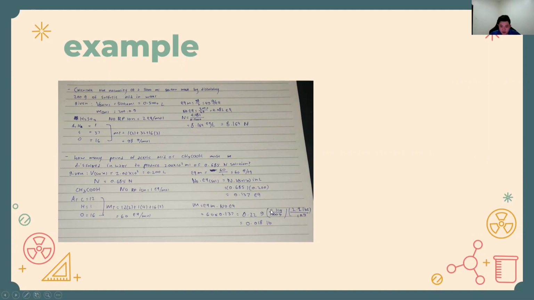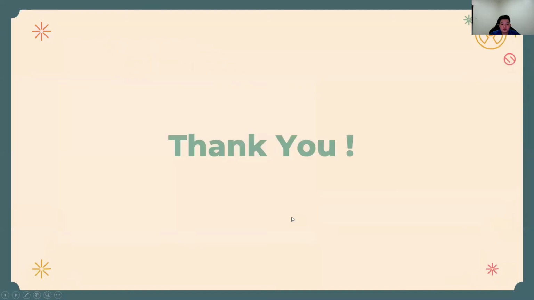We times by 1 kilo per 1000 gram to change it to kilo, and then we times it with 2.2 lbs per 1 kilo to change it to pound. So the answer will be 0.018 pound. That is all from me.